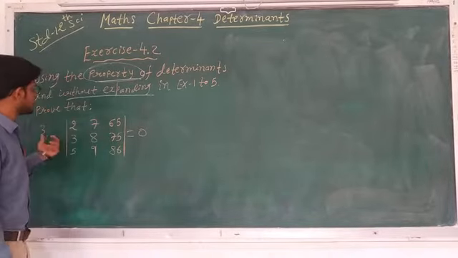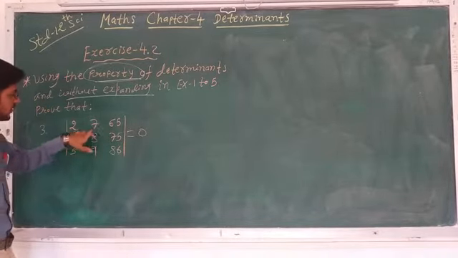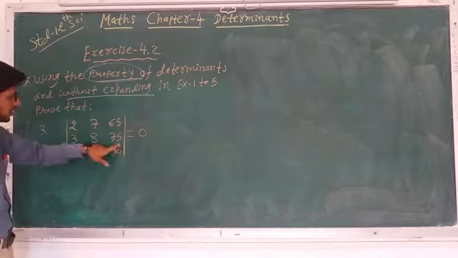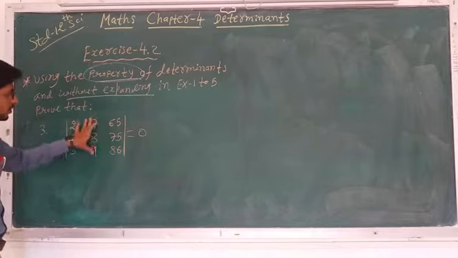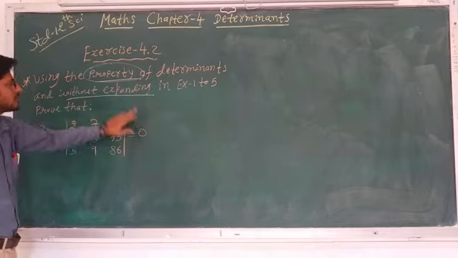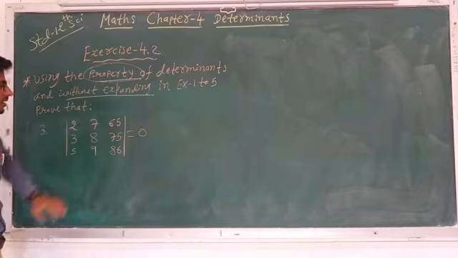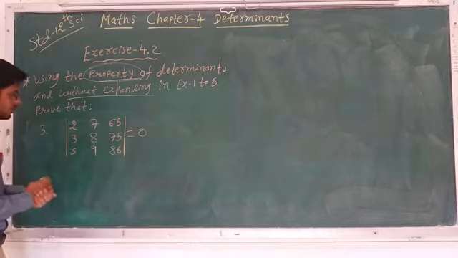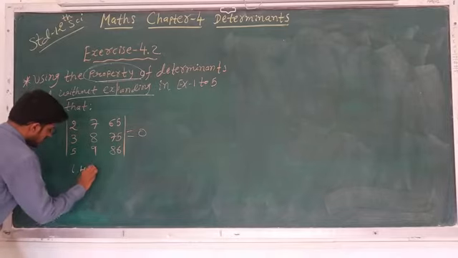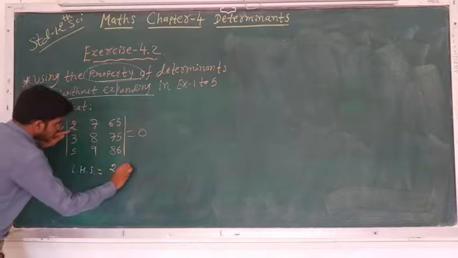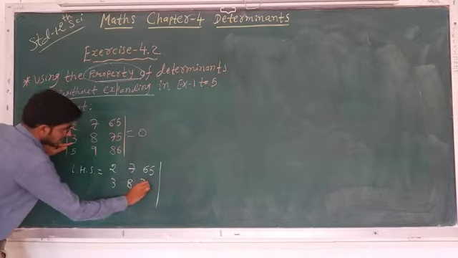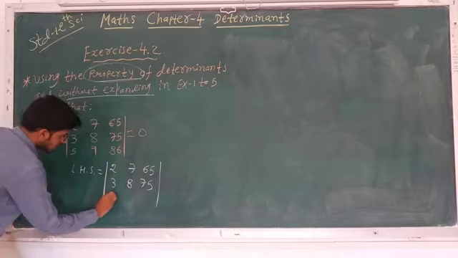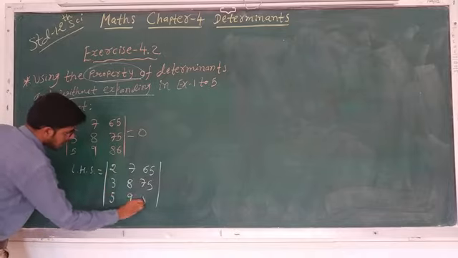Okay, next question number 3. 2, 7, 65, 3, 8, 75, and 5, 9, 86. We have to prove it is equal to 0 by using properties, without expanding. So again we will start from left hand side. Left hand side is 2, 7, 65, 3, 8, 75, and third row is 5, 9, 86.